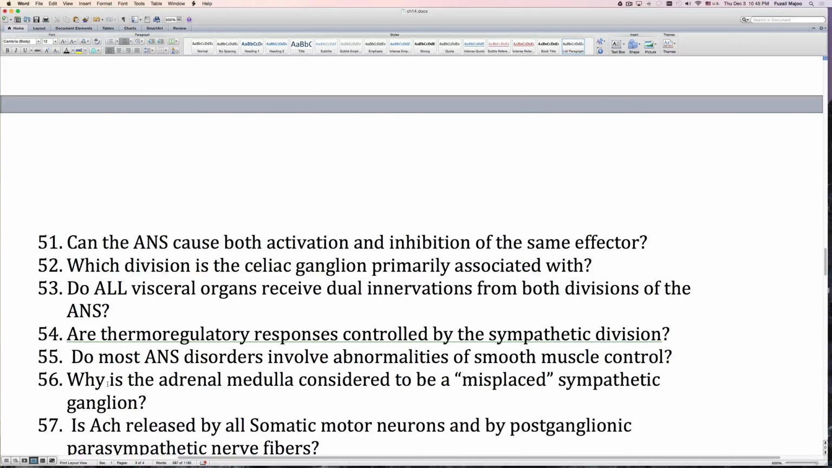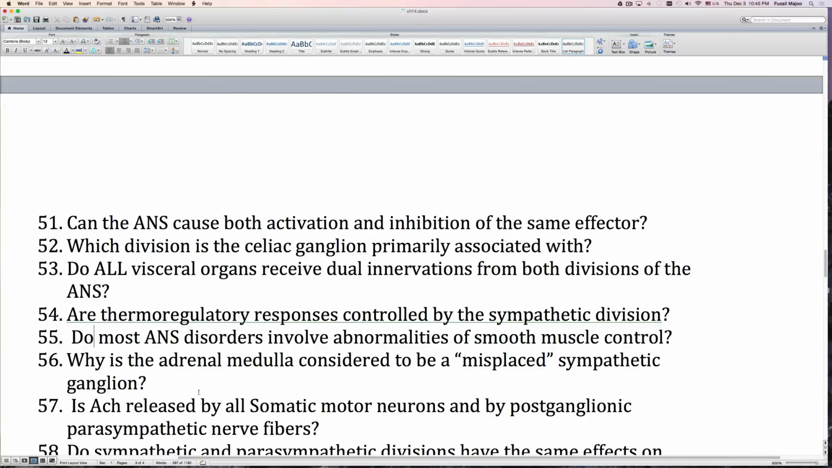Number 56. Why is the adrenal medulla considered to be a misplaced sympathetic ganglion? Number 57. Is acetylcholine released by all somatic motor neurons and by postganglionic parasympathetic nerve fibers?